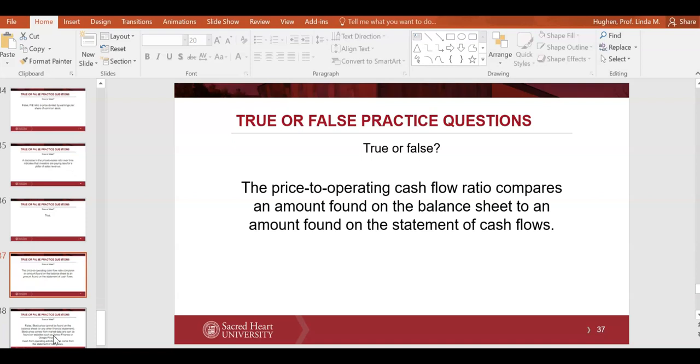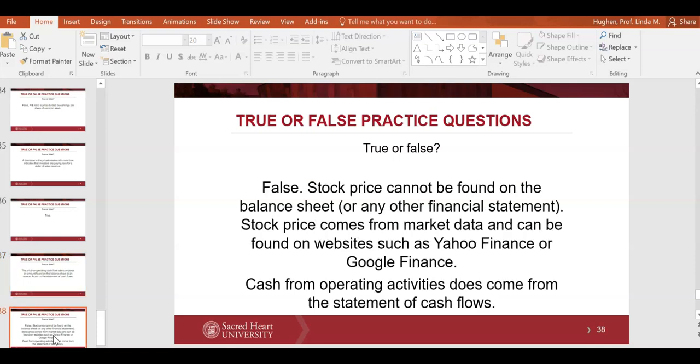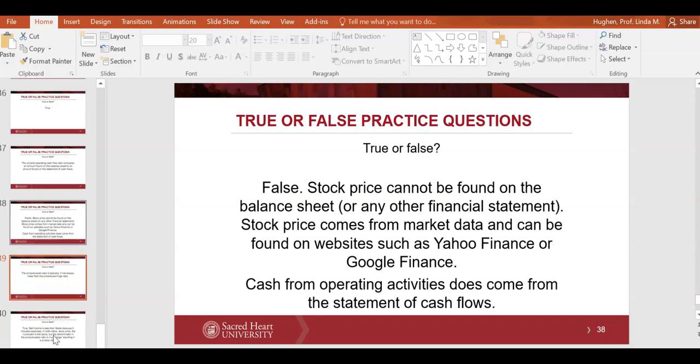True or false, the price to operating cash flow ratio compares an amount found on the balance sheet to an amount found on the statement of cash flows. False, stock price can't be found on the balance sheet or on the financial statements. We have to go with some market data source like Yahoo Finance or Google Finance. But cash from operating activities does come from the statement of cash flows.